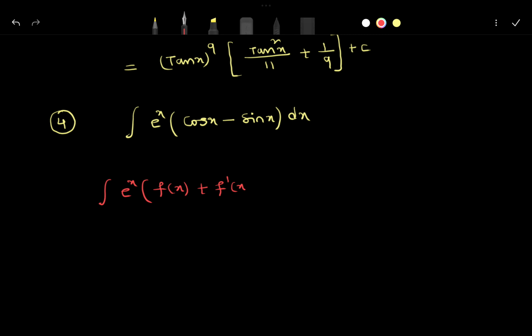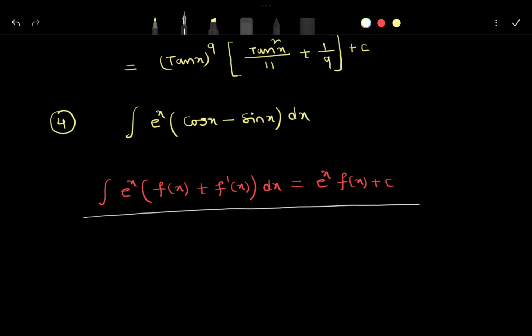You know this formula, by using integration by parts, this value will be equal to e to the power of x into f of x plus c. This is the most important result for all entrance exams. So everyone, please remember this formula: integral of e to the power of x into f of x plus f dash of x into dx is equal to e power x into f of x.